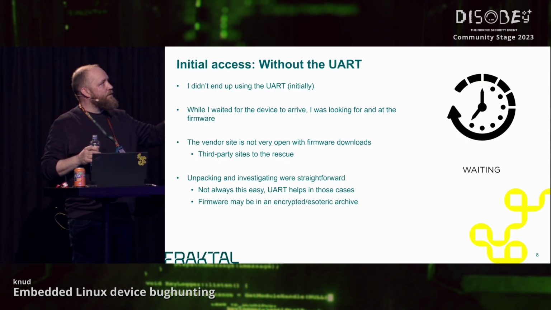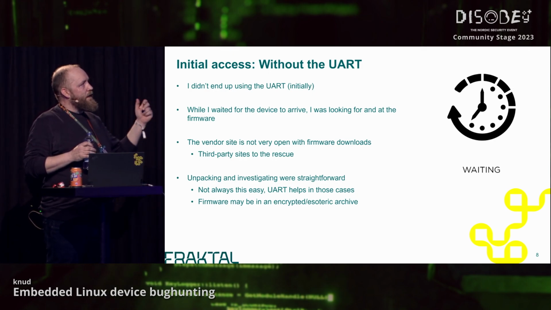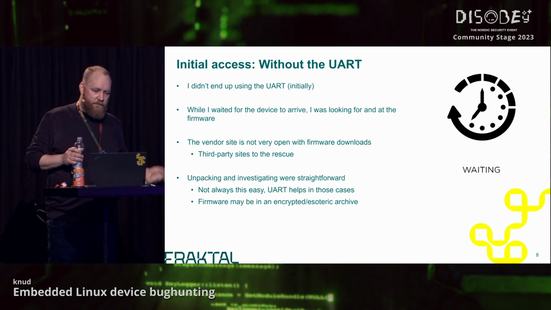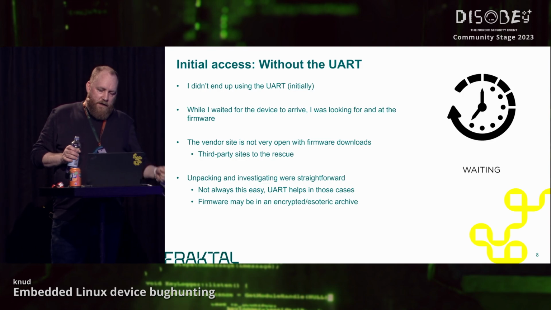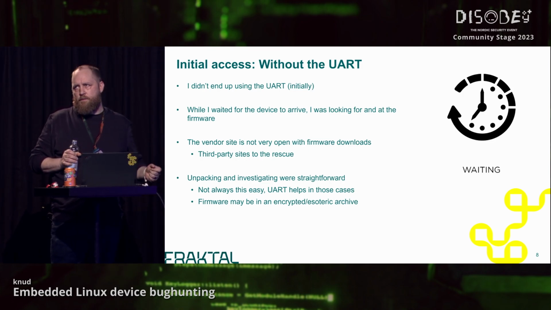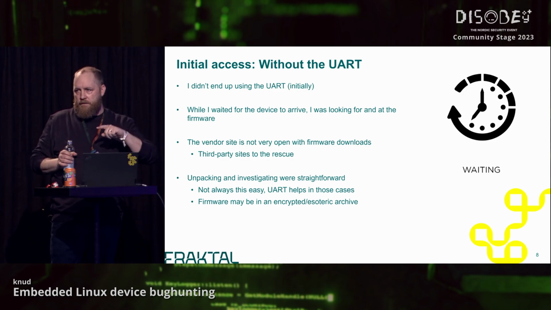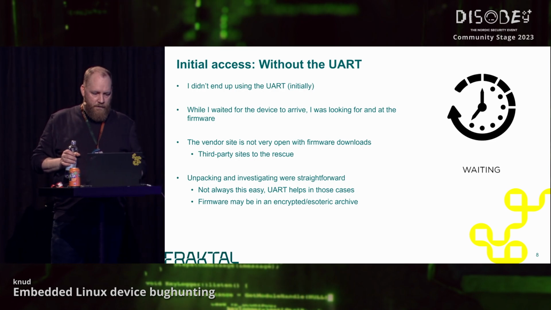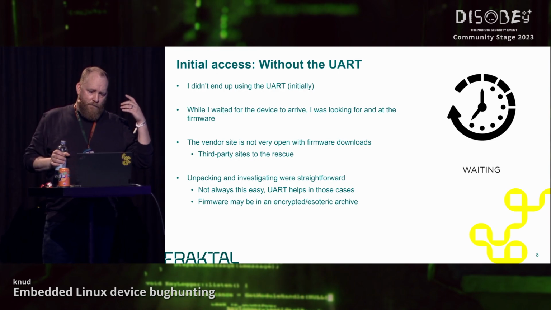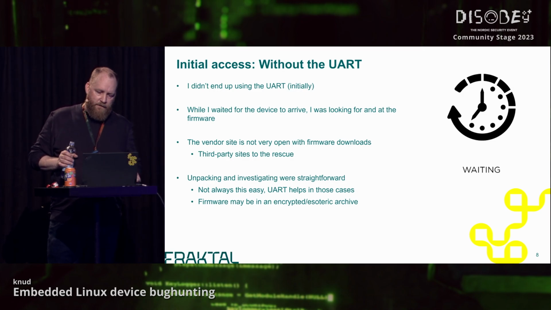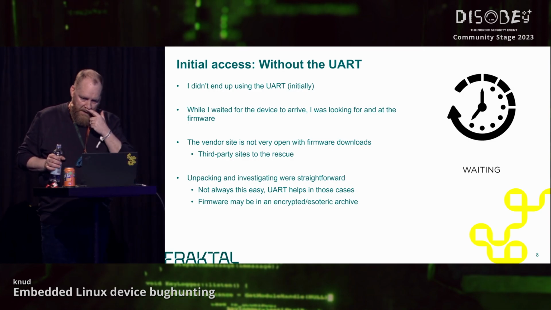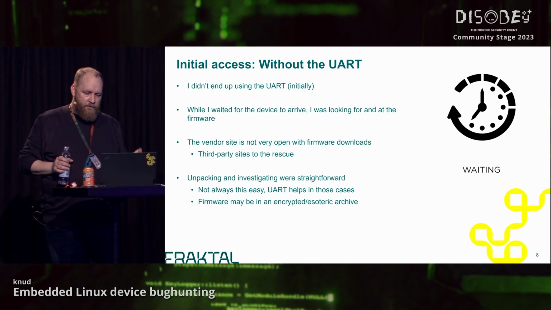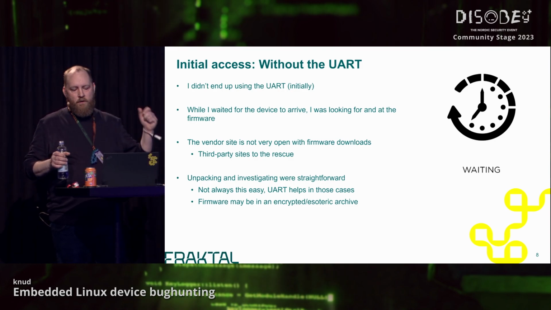So, with all that talk about UART, when I ordered this camera, I didn't end up using the UART because I was looking at the firmware instead, and the vendor side is not open at all. You actually can't go to the vendor side and say, I want a firmware update for this specific model, right? But some third-party sites do have extensive collections for these cameras. And it's also good to be looking at the firmware because, as I said before, maybe there's no easy UART or a usable UART, right?